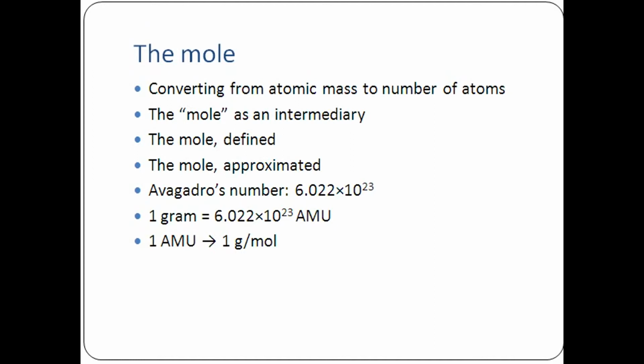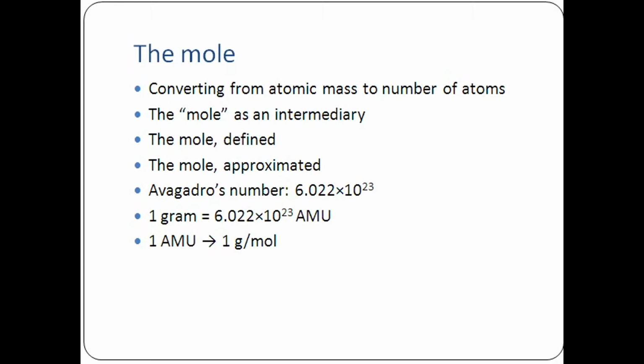And so the mole is an idea that we've come up with that makes it much easier to convert from a certain amount of mass to how many atoms you have there, or how many molecules if you have a molecular substance. So it allows us to convert from atomic mass to number of atoms. In a sense, it's an intermediary. It lets us go between the actual mass of one particular atom and the mass of some chunk of stuff sitting in front of us.